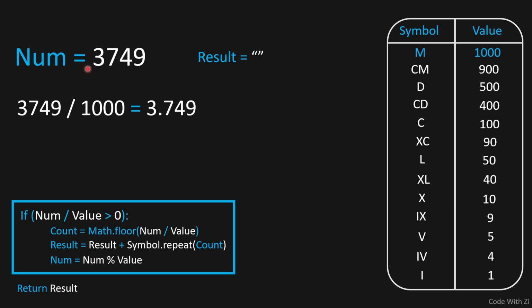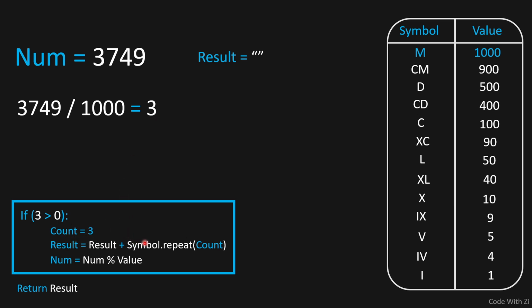So we gotta check. Number is 3749, so we have this here. And our value is this number here. We're gonna divide this number here by 1000 and it's gonna give us 3.749. And we're gonna get the floor of it, so it's gonna be 3. So as you can see, 3 is greater than 0. So we're gonna get inside this if statement. Here, our count variable, which is equal to the floor of number divided by value, which we just calculated here, is gonna be equal to 3.